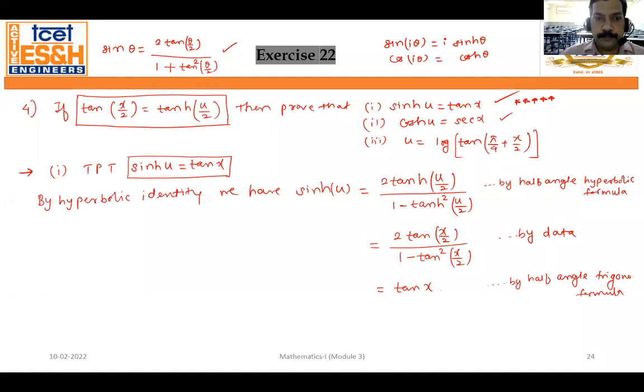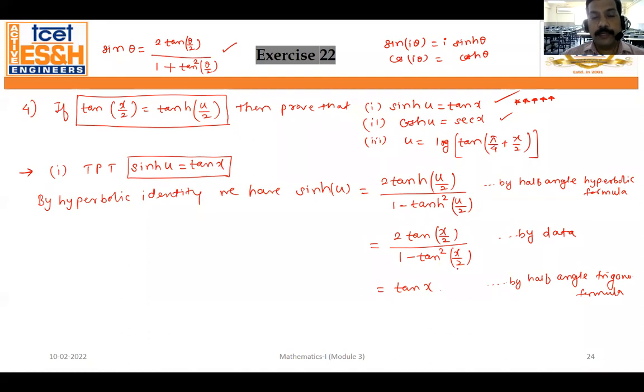Does sin hyperbolic square plus cos hyperbolic square equal 1? Yes, sir. Are you sure? No, sir. Sin hyperbolic square plus cos hyperbolic square is not equal to 1. Then what?